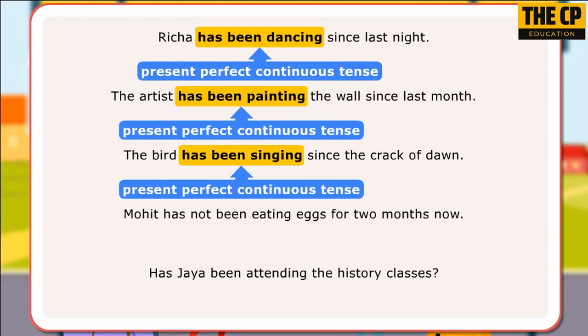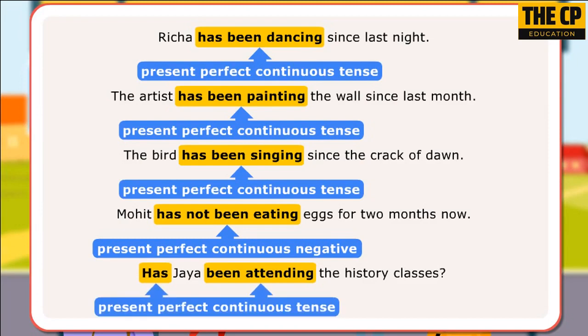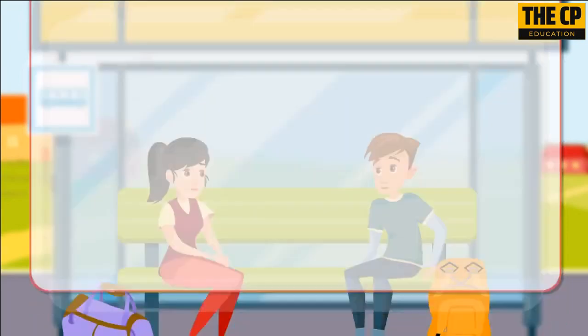In the fourth sentence, has not been eating is in the present perfect continuous negative form as Mohit stopped eating eggs 2 months ago and is still not eating eggs. The fifth sentence is present perfect continuous as it questions if Jaya is still continuing to attend the classes.